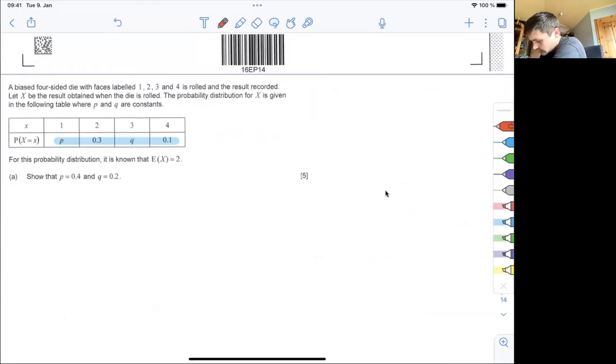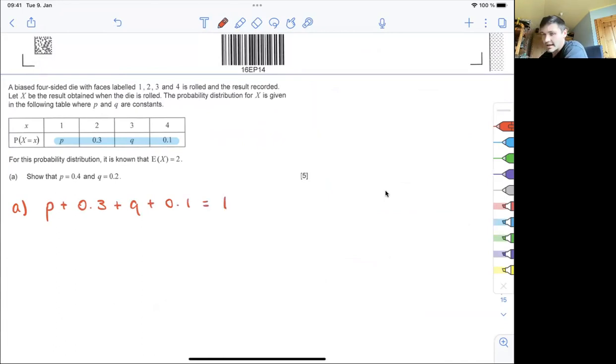So given that we know that the sum of the probabilities of each event has to add up to 1, that can be our first equation, right? So we're going to write that in. We're going to say P plus 0.3 plus Q plus 0.1. This is going to have to equal 1.